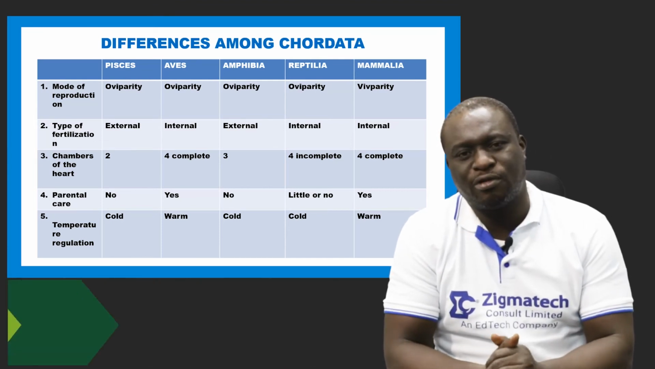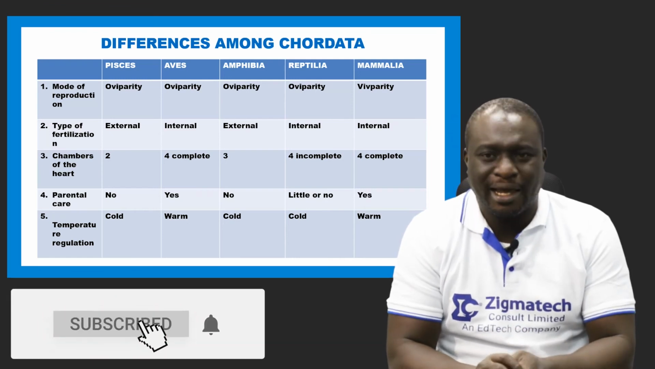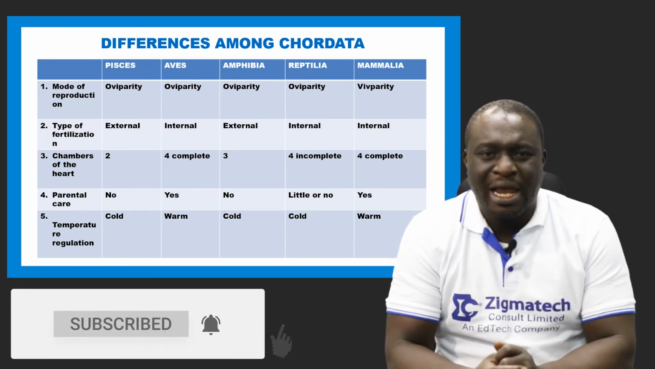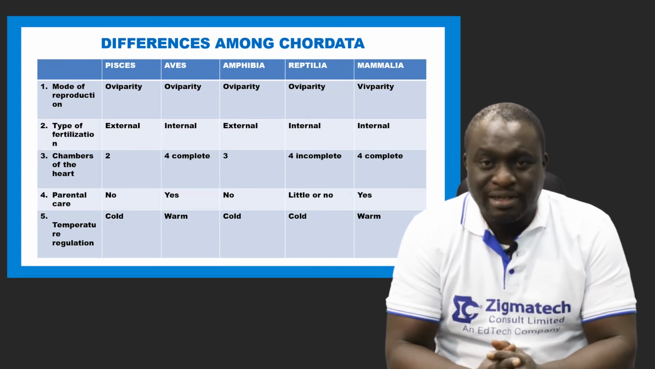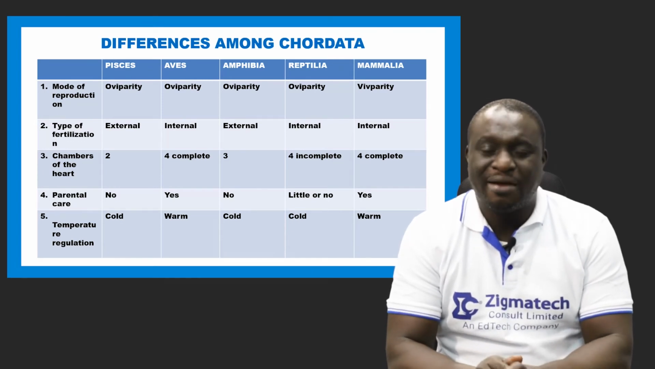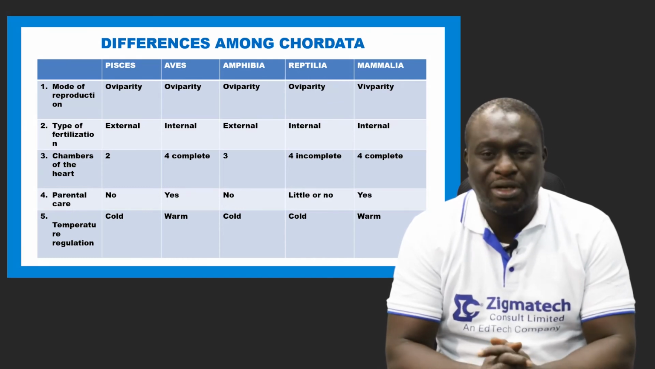Also, looking at number four, we have parental care. In Pisces, there is no parental care. In Aves, there is parental care. In amphibia, we said there is no parental care.